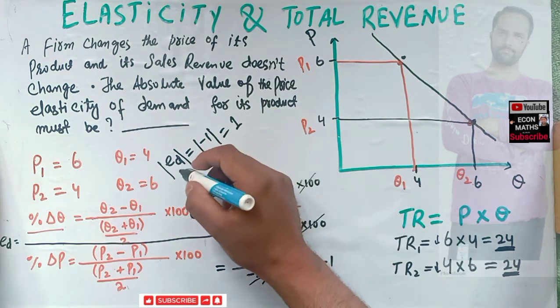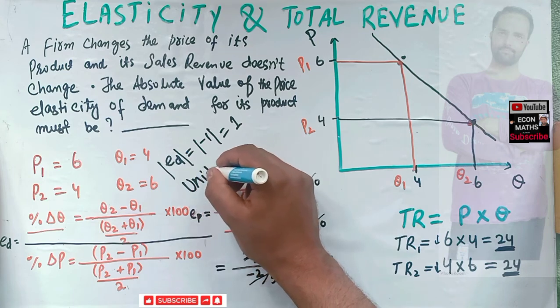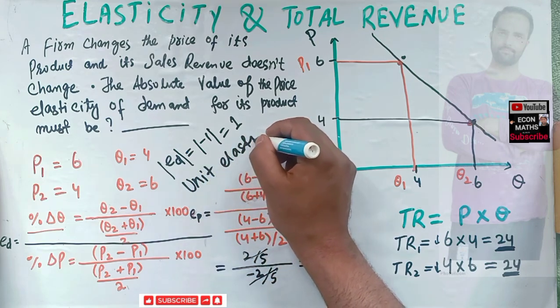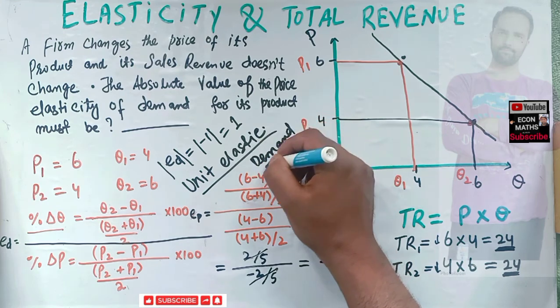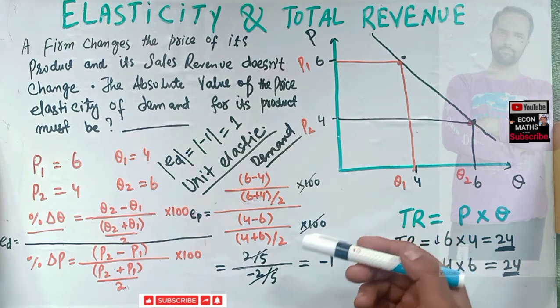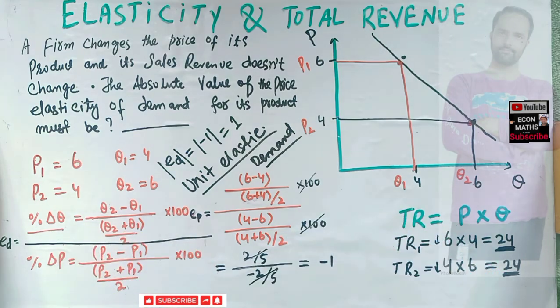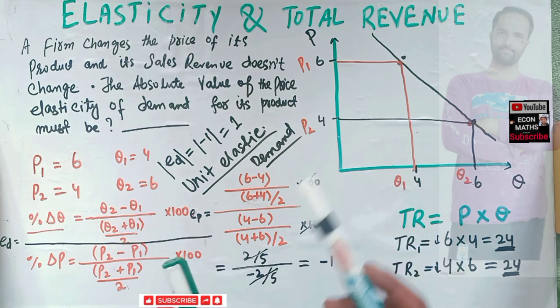That means we have unit elastic demand. If the change in price does not change our total revenue, our price elasticity of demand is unit elastic, so we will get an absolute value of 1. You can use this midpoint formula to explain this. Our total revenue remains the same when the price decreases from 6 to 4, and to find the elasticity of demand we apply this midpoint formula here. I hope I made myself clear in this video. Thank you.